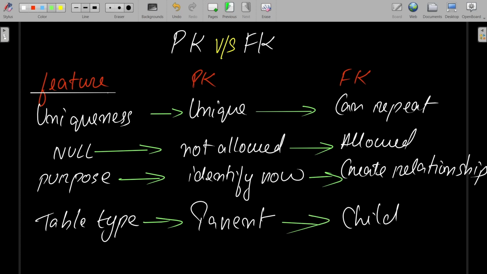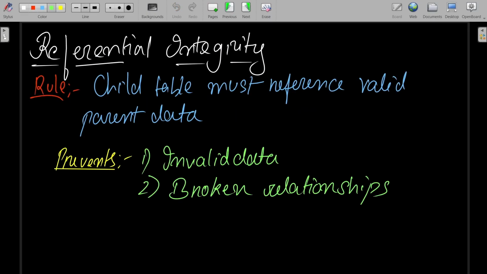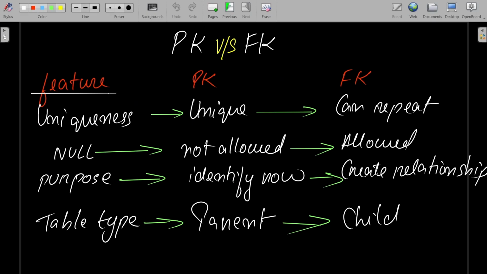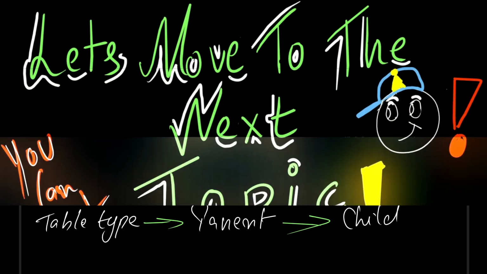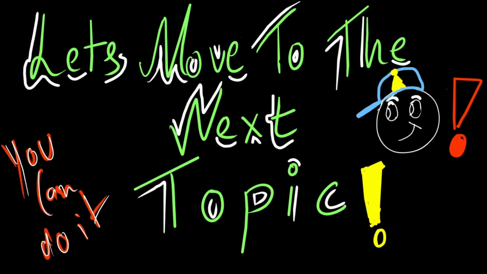I'm not going in depth in this video, because this topic has already been discussed earlier in module 6, integrity and constraints. If you go through that chapter, you will get complete knowledge of primary key and foreign key. This was just a revision and a brief, and I hope you understood the topic. So guys, let's move to the next topic.